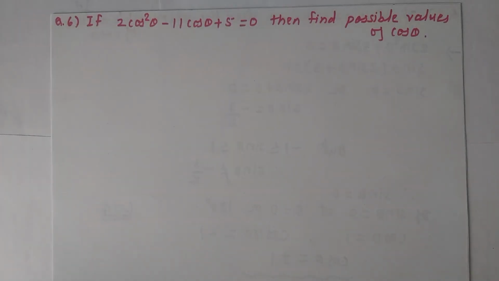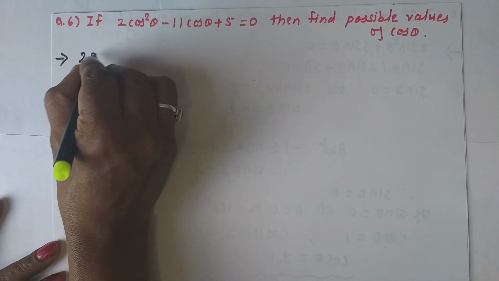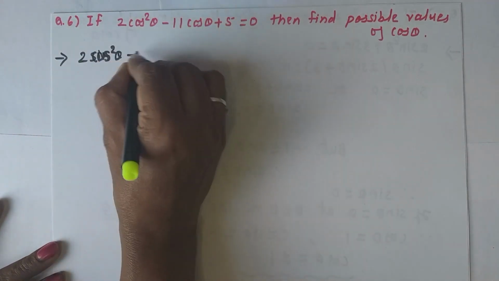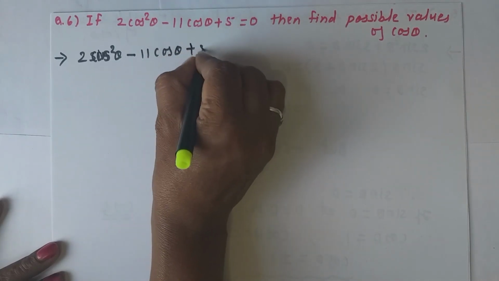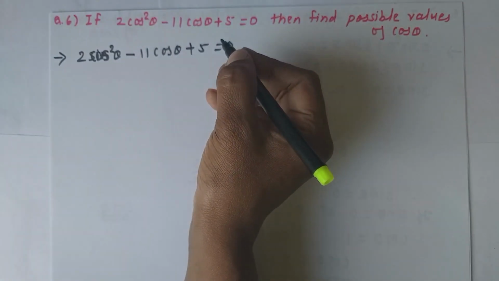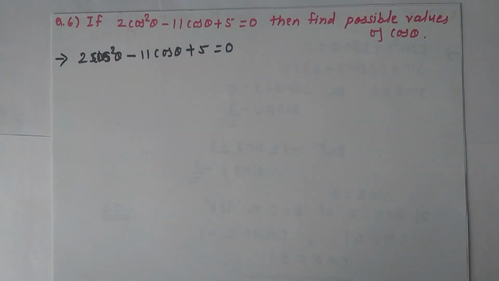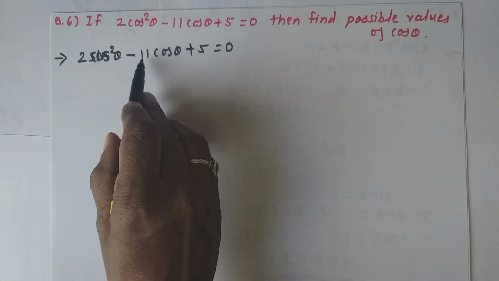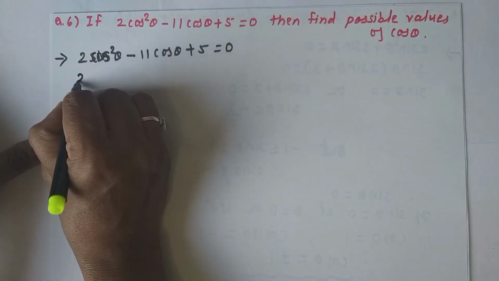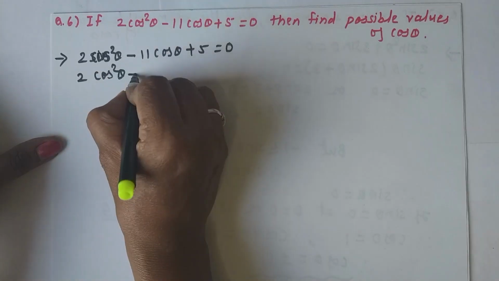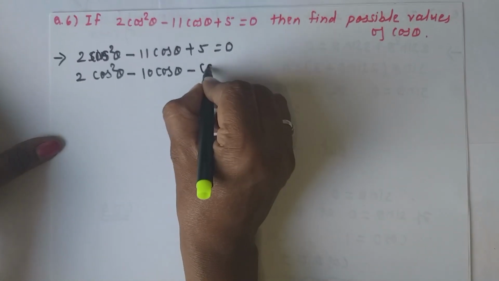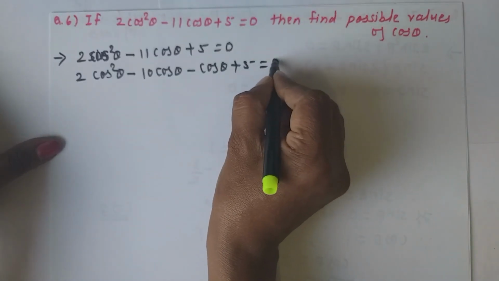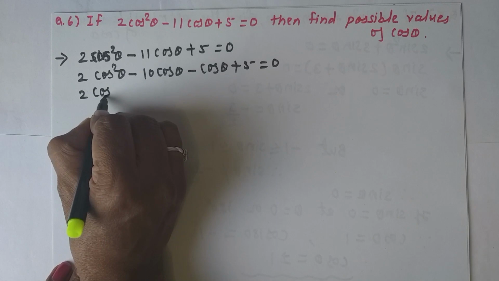If 2 cos square theta minus 11 cos theta plus 5 is equal to 0, then find possible values of cos theta. Now you write down in the solution the equation as it is: 2 cos square theta minus 11 cos theta plus 5 is equal to 0. Now this is the quadratic equation in cos theta. 5 into 2 is 10. You factorize 10 such that its addition will be minus 11. Okay. Then this can be written as 2 cos square theta minus 10 cos theta minus cos theta plus 5 is equal to 0. And here I will take 2 cos theta common.